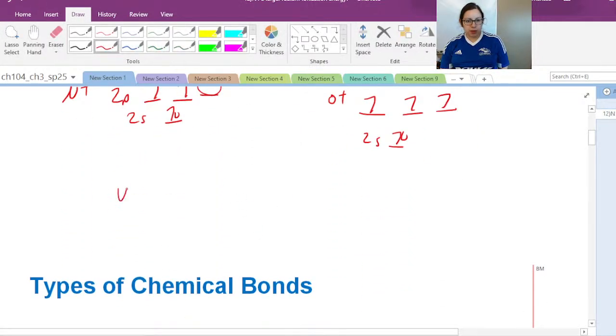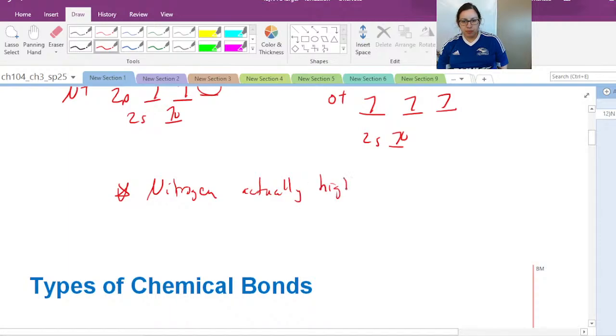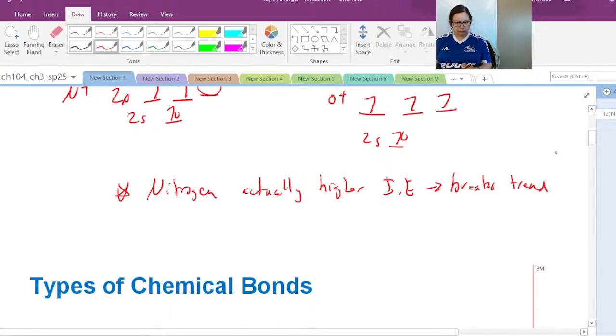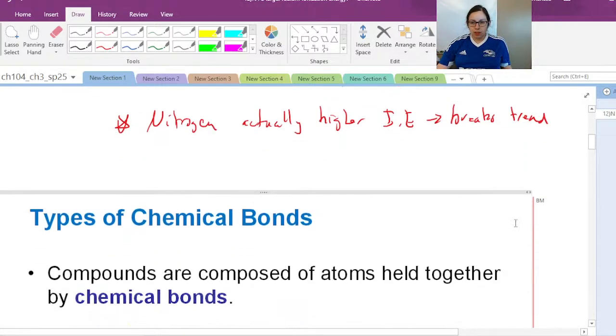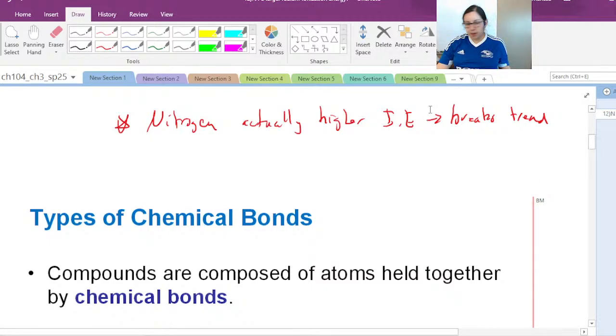So that was weird. So nitrogen actually has the higher ionization energy, and so again, right, this breaks the trend. All right, so we'll move on for now.